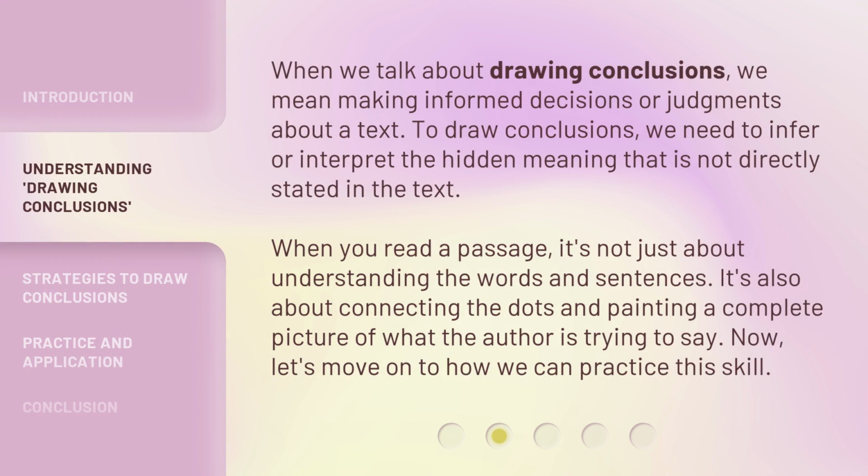When we talk about drawing conclusions, we mean making informed decisions or judgments about a text. To draw conclusions, we need to infer or interpret the hidden meaning that is not directly stated in the text. When you read a passage, it's not just about understanding the words and sentences. It's also about connecting the dots and painting a complete picture of what the author is trying to say. Now, let's move on to how we can practice this skill.